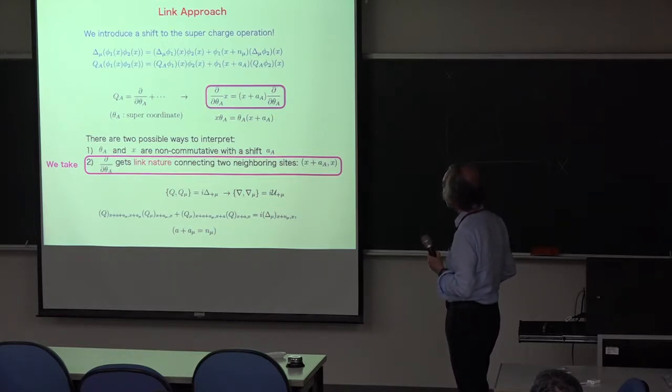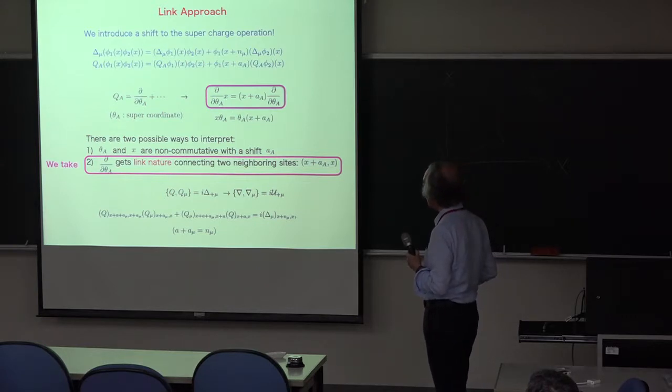So in order to interpret this expression, there are two ways to do it. One possibility is that theta a and x are non-commutative with the shift a. If you look at this relation, it sounds like a reasonable interpretation. Another way of looking at it is that on the right-hand side of d/d theta a, or Q_a, the coordinate is x. On the left-hand side, it is x plus a, which means that d/d theta a or Q_a is in between x and x plus a. Namely, d/d theta a gets a link nature connecting two neighboring sites, x plus a and x.